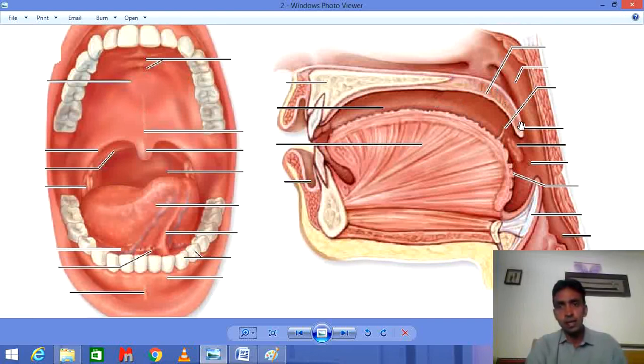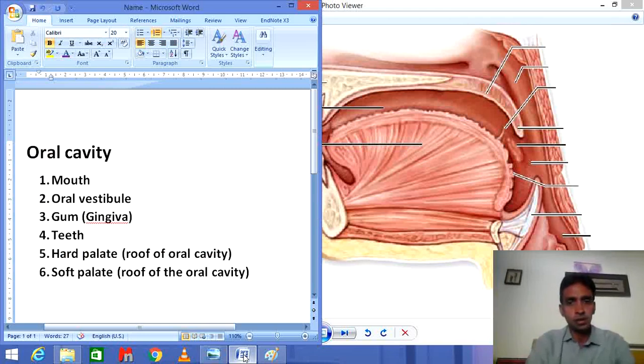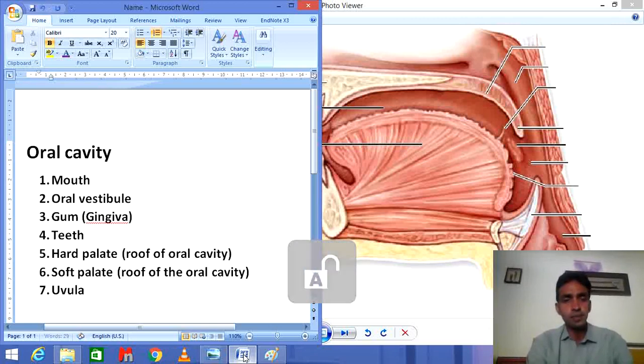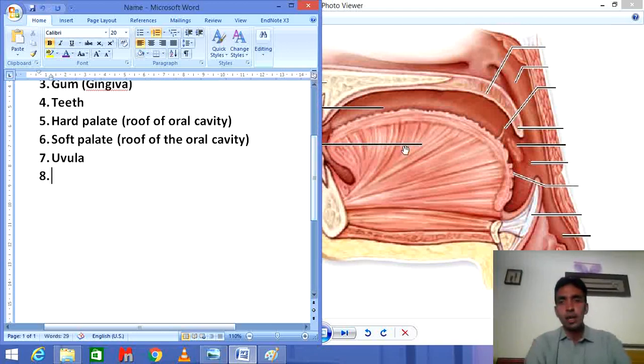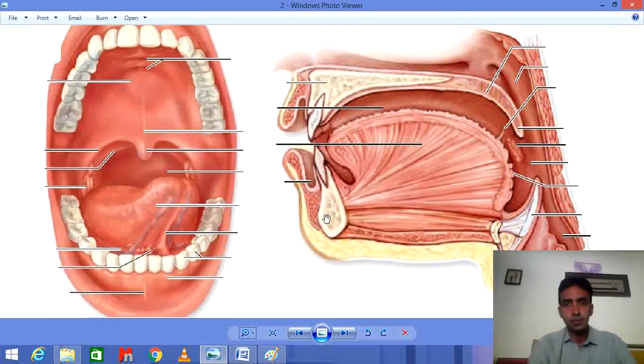And then after the soft palate, this structure is called the uvula. I'm going to explain its function later. After the uvula, you will also see the tongue. This area, this is the tongue.